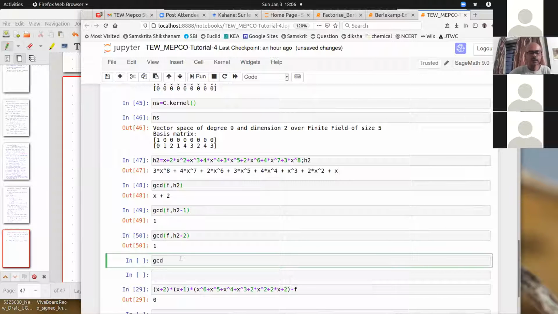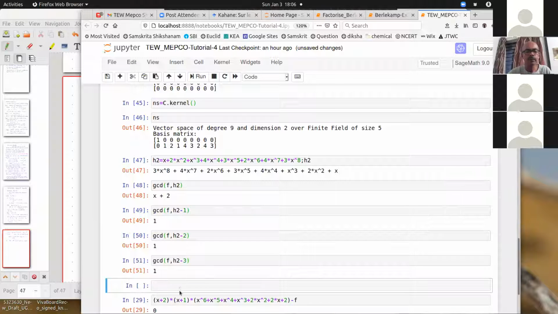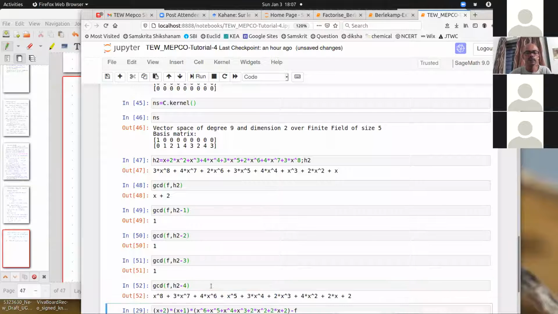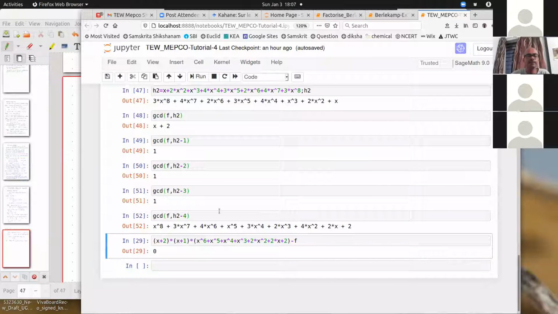Then GCD of H2 minus 3, that's also 1. This is what I was trying to point out: many of the GCDs are going to be 1 as you take bigger fields. So the process is quite wasteful if you calculate all the GCDs. Yes. So we have actually factored it now.